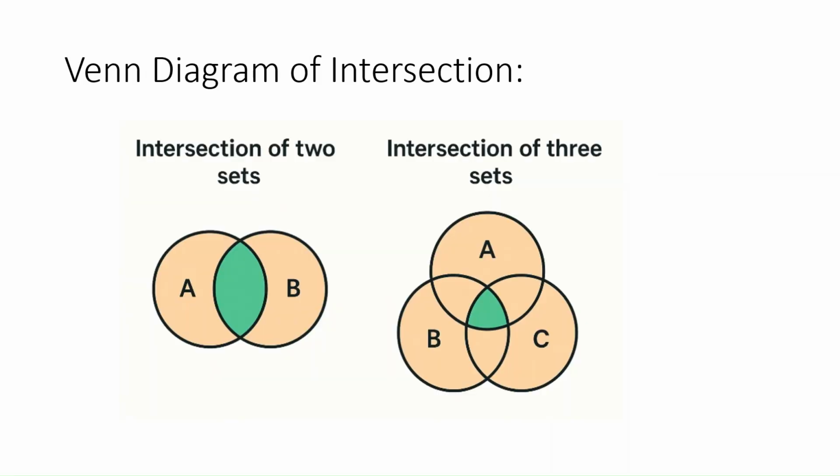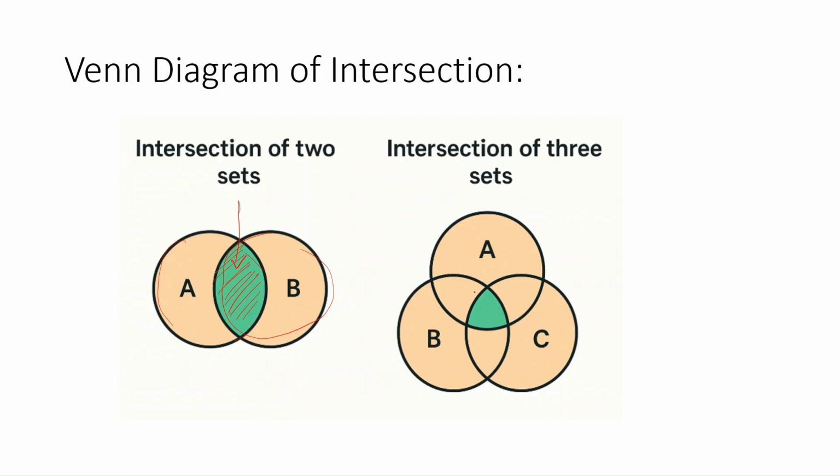What is a Venn diagram? These are Venn diagrams. Here, this circle denotes set A and this circle denotes set B. Now this green region is the common region between these two sets. So this is the intersection of two sets.